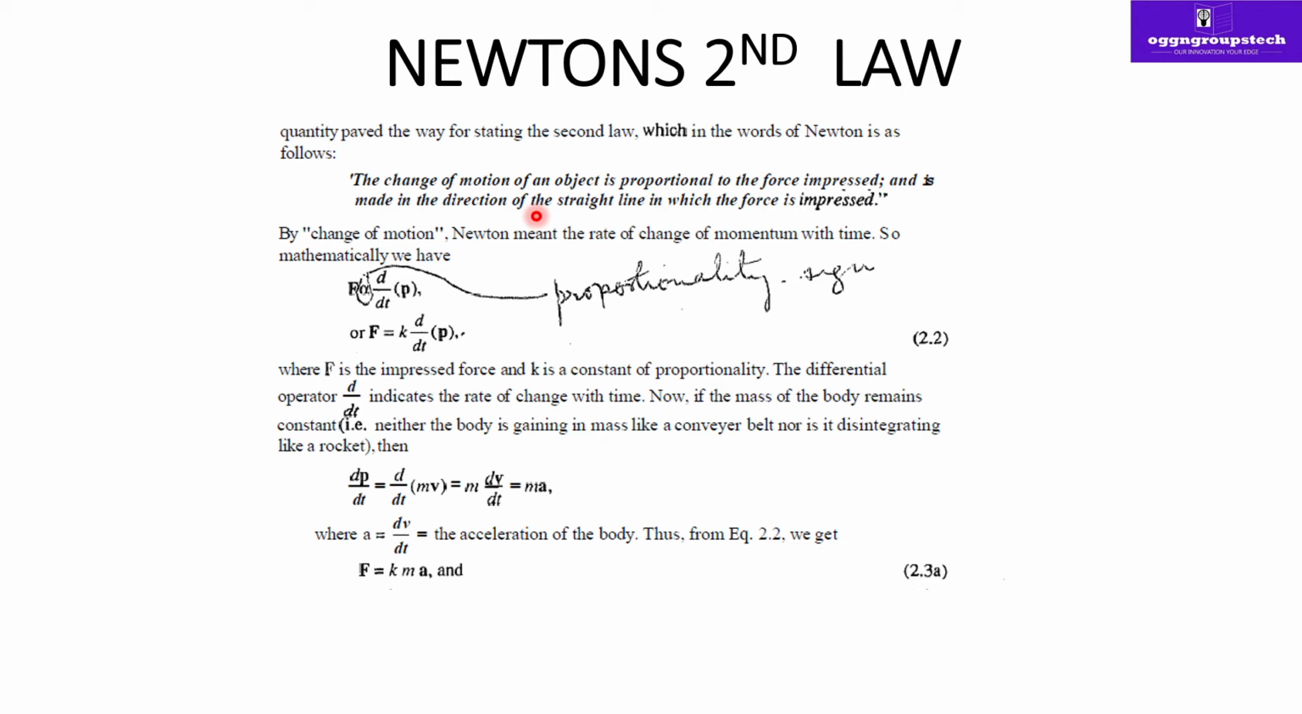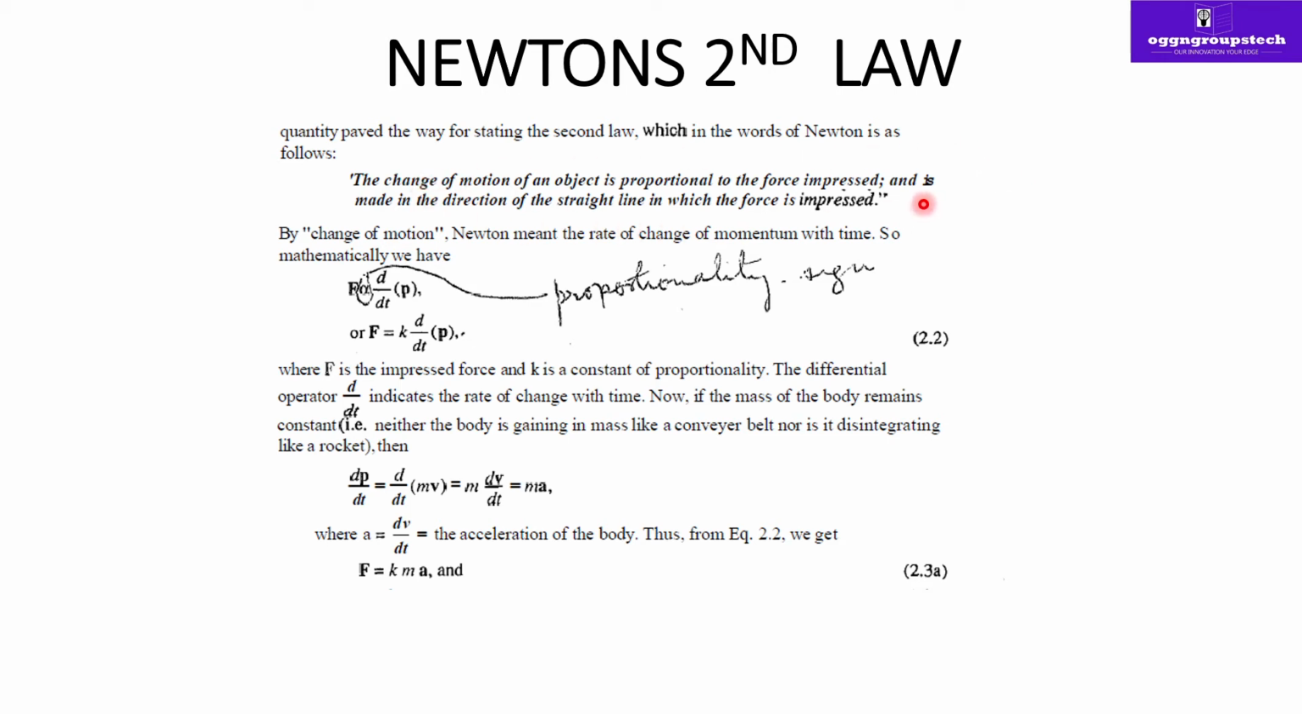So Newton's second law states the rate of change of momentum with respect to time. Or you can also write this: the change of motion of an object is proportional to the force impressed and is made in the direction of a straight line in which the force is being impressed. Now this is the definition for Newton's second law.